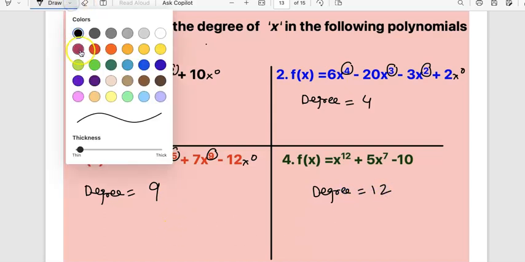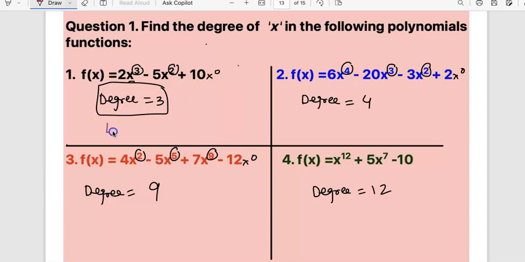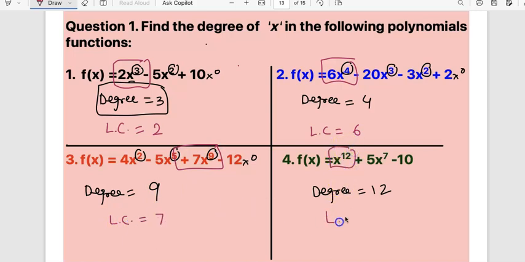Let's do one more thing over here. Let's find the leading coefficient. Tell me what the leading coefficient is. Whenever you see the degree, you draw a box. This number will be your leading coefficient. What about this one? This is your 4. What is the leading coefficient? That's 6. In this case, what is the leading coefficient? That's 7. What about this one? Yes, now you know this. The leading coefficient is 1. Alright, let's do one more problem.